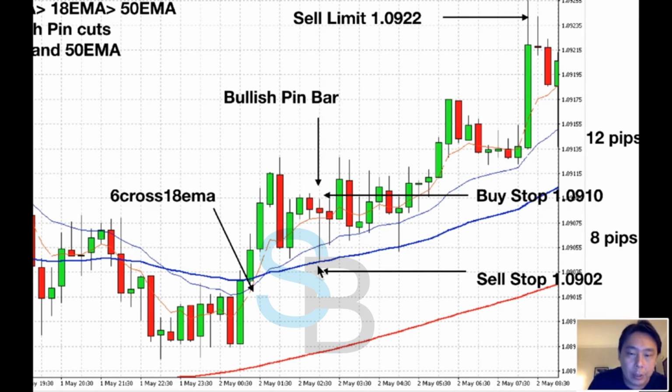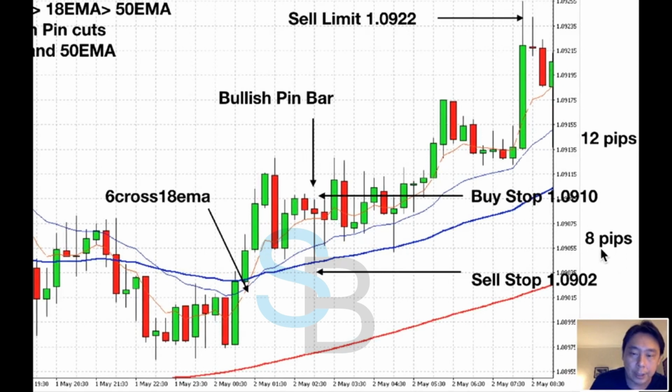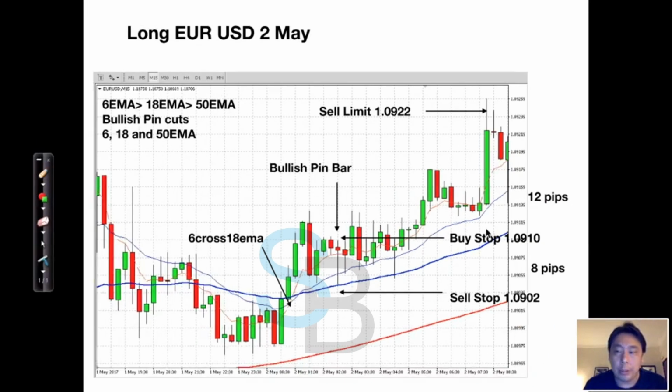Once the candle closes, place a buy stop order just above the high, 0.910. Sell stop order at 0.902, just below the low, exactly 8 pips. Just nice. That 8 pips will once again be your 1R. Take 8, multiply by 1.5, you get 12 pips. So my target price is 12 pips, that's 1.5R, which would be 0.922. Place the order, walk away.